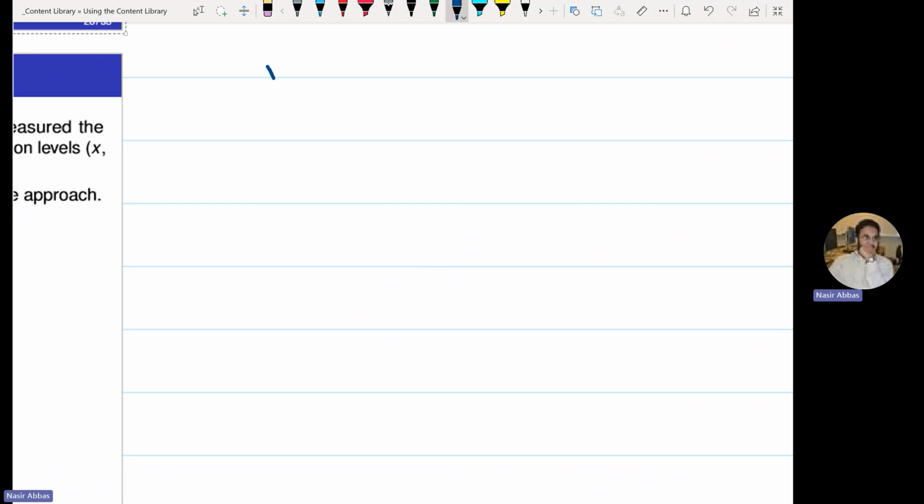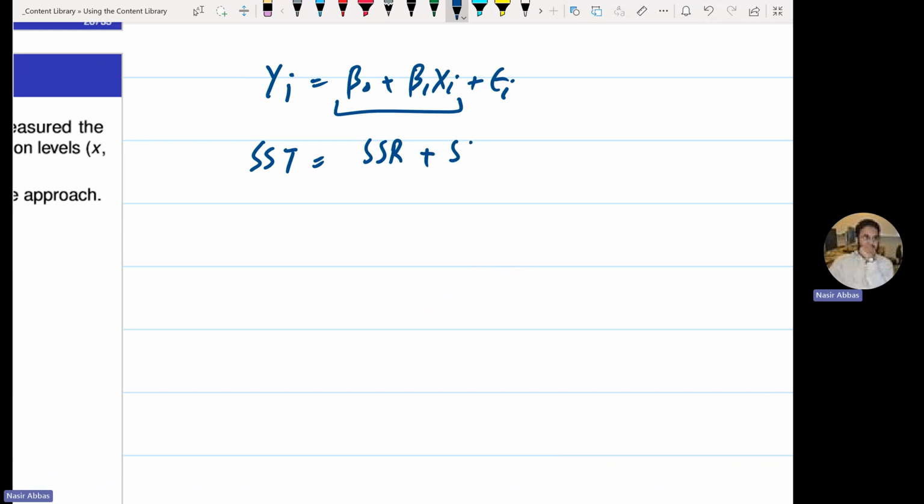Let me remind you. We had yi equals beta naught plus beta 1 xi plus epsilon i. You remember? We said the total variation in y is equal to the variation because of regression plus the variation not captured by regression. From here, we said if SSR is close to 0, the regression is bad, insignificant. If SSR is big, the regression is good. If your regression is explaining more, the regression is significant. If your regression is explaining less, it is insignificant.